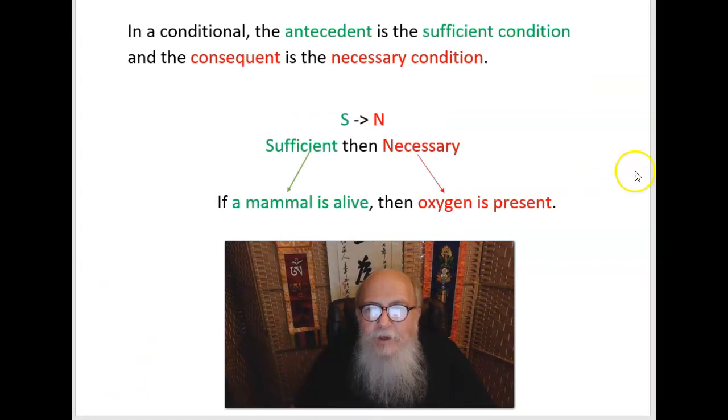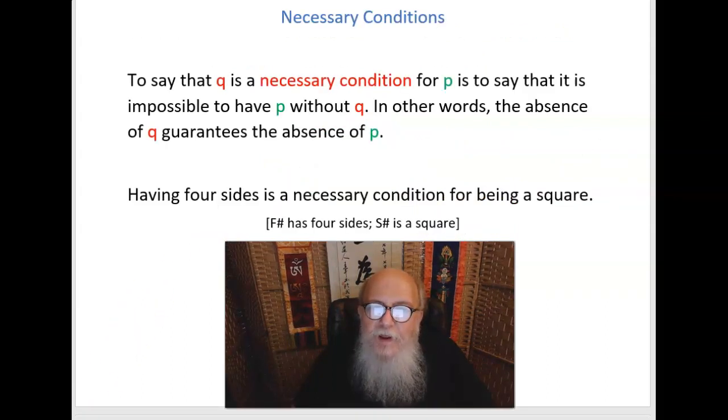Remember our diagram again. Sufficient and necessary. So anytime you have a necessary condition, you're going to put it in the consequent. So if having four sides is a necessary condition for being a square, that gives us if S, then F. It's impossible to have a square without having four sides.